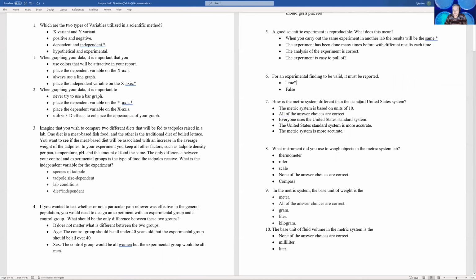How is the metric system different from the standard United States system? The United States system is also known as the empirical system, but the metric system is based on units of 10.